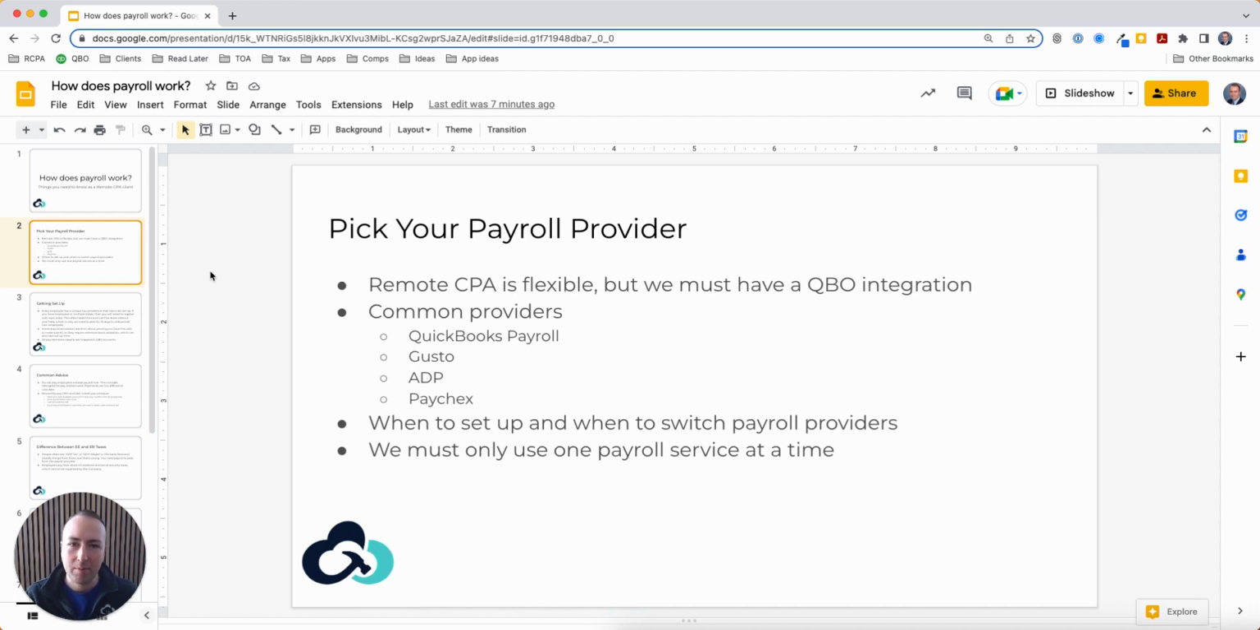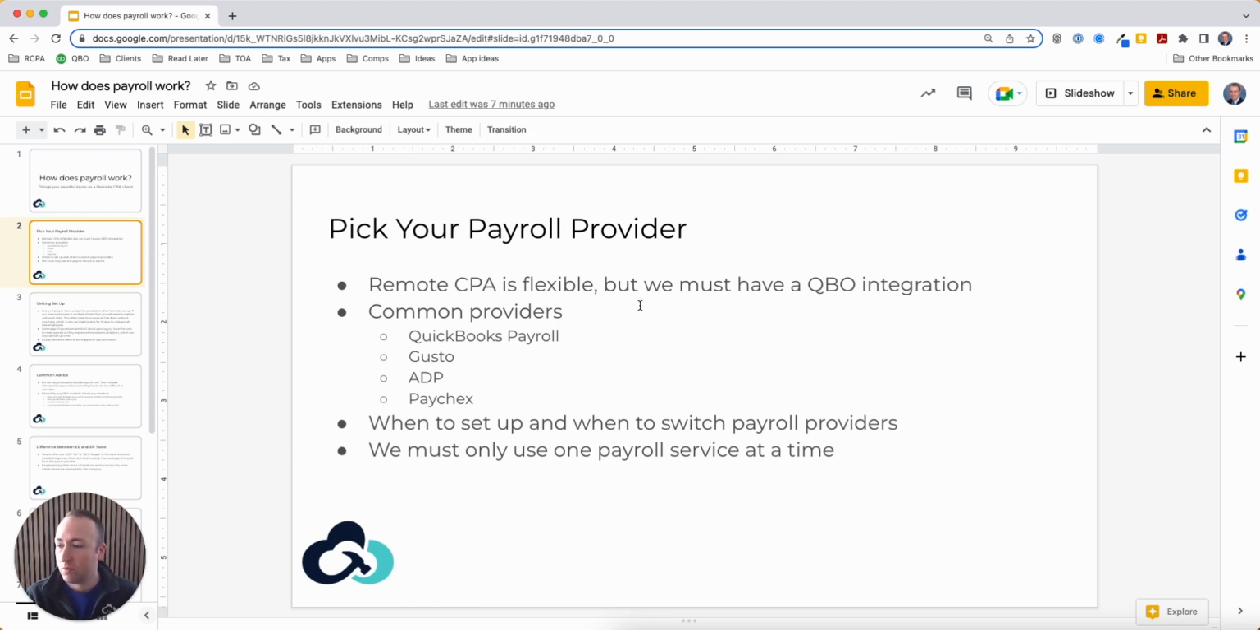We want you to be happy with your payroll provider, but we must have a QuickBooks Online integration. We can't handle manually posting payroll journal entries. We are not going to entertain a process where it involves a download and then an upload to QuickBooks. So in order for us to process payroll on your behalf, your payroll provider must have a QuickBooks integration.